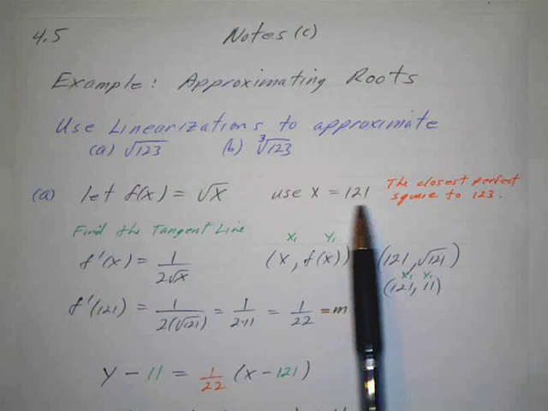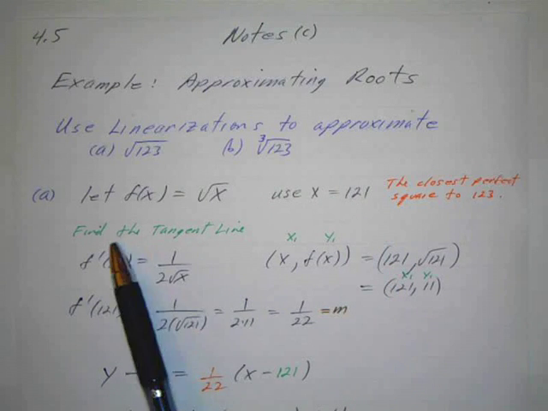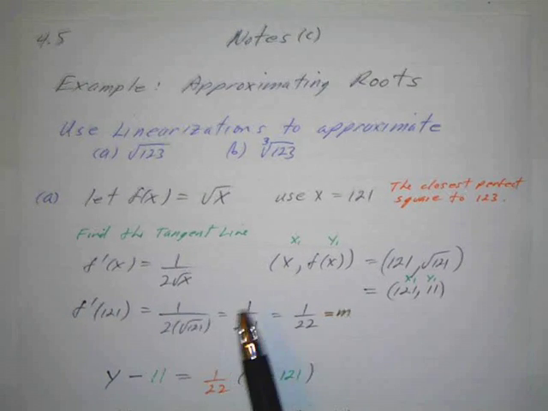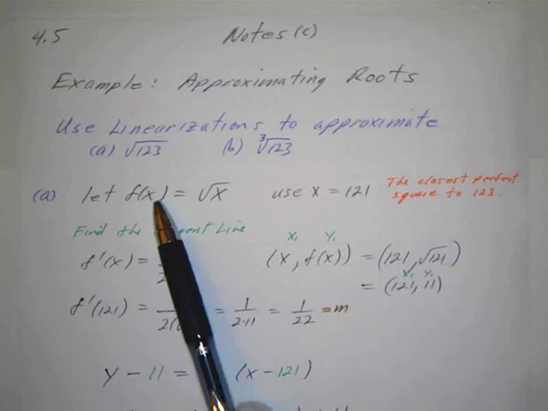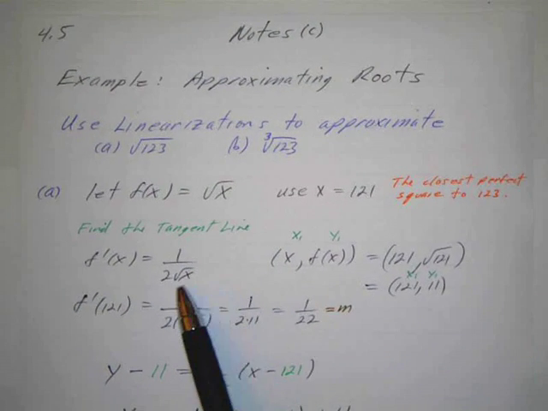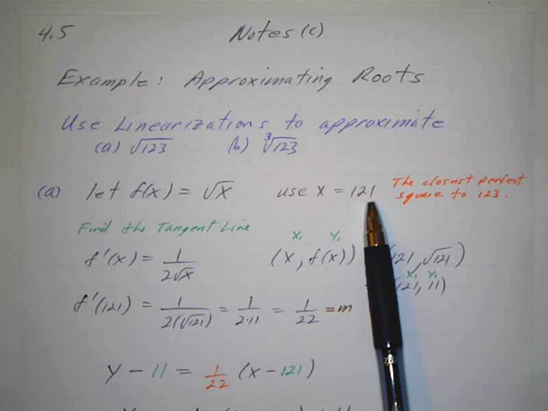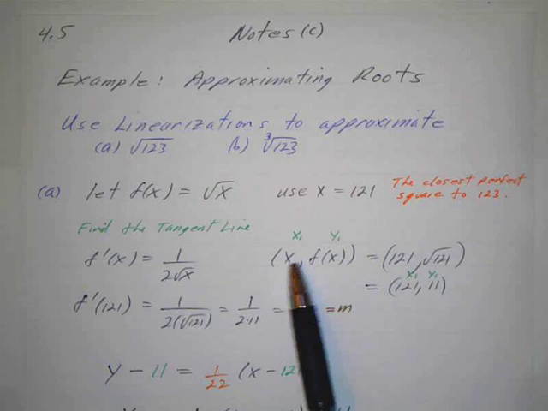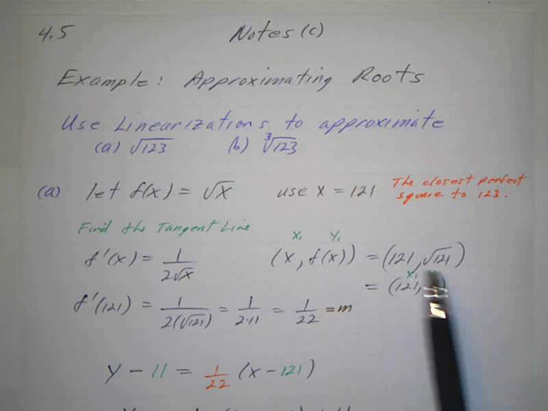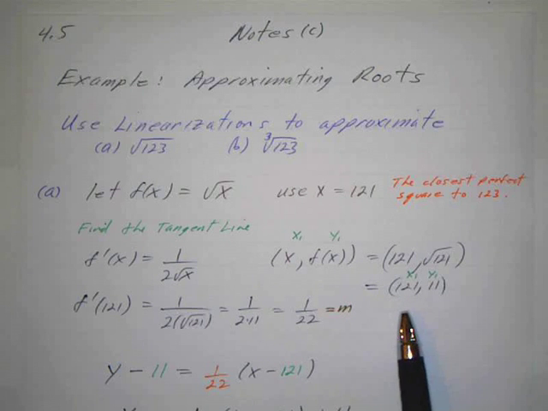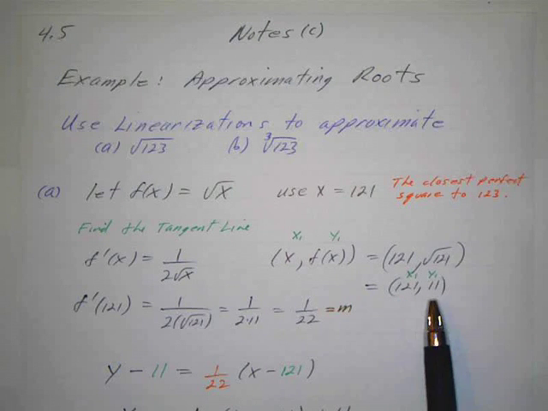So we're going to basically use x to be 121, and we're going to find the tangent line. So f prime, that's just the derivative, is 1 over 2 times the square root of x. And then we're using x at 121, so my point of tangency will be 121 and f of 121, which is the square root of 121, which is 11. So my point of tangency will be 121 and 11.